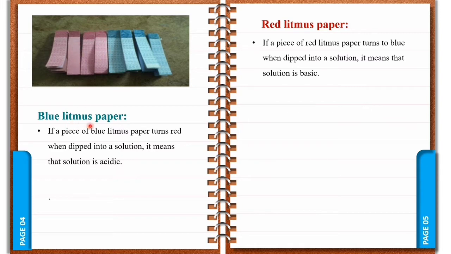Blue litmus paper: if a piece of blue litmus paper turns red when dipped into a solution, it means that solution is acidic. Let us see with the picture. So this is blue litmus paper. If we add a drop of solution or dip this blue litmus into a solution, and its color changes to red, it indicates the presence of acids in that solution. We can say that acids turn blue litmus paper red.